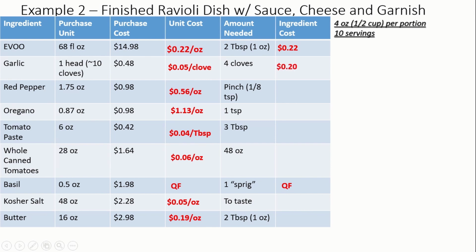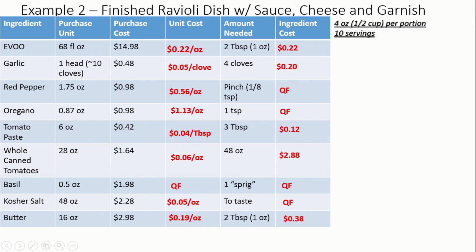5 cents a clove for 4 cloves of garlic gets 20 cents. Red pepper, just a small amount, would be our Q factor. Oregano, again, just a teaspoon, Q factor. Tomato paste, 4 cents a tablespoon for 3 tablespoons, 12 cents. Our canned tomatoes for 48 ounces costs $2.88. Basil is already written off. Kosher salt, small enough that we would write that off. And then butter, we have our 38 cents.